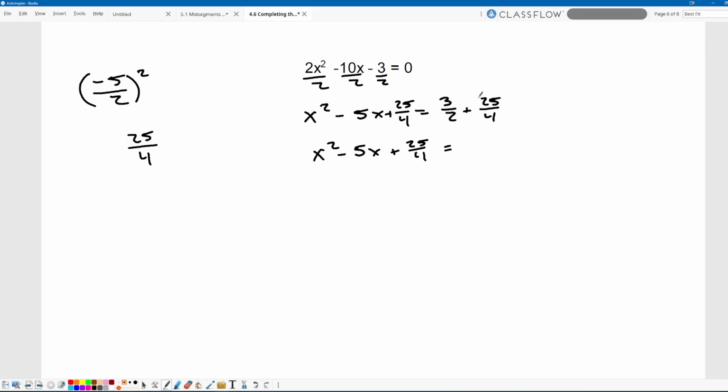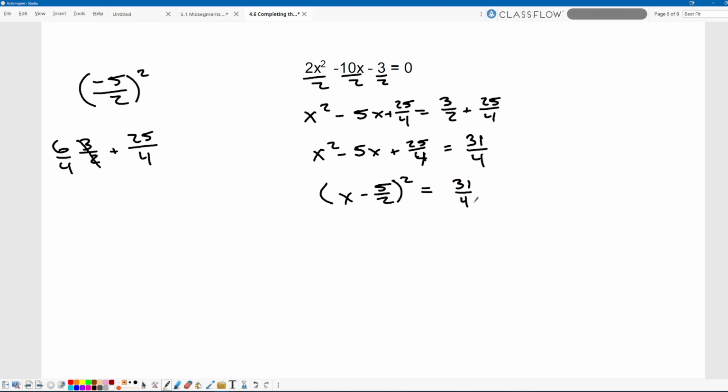Combine these, I need to make a common denominator. So we'll have 3 halves plus 25 fourths. Well, if I multiply the top and bottom of this by 2, you get 6 fourths. So 6 fourths plus 25 fourths would give you 31 fourths. Now I can go ahead and factor this perfect square trinomial on the left side, which should factor into x minus 5 halves squared is equal to 31 fourths.